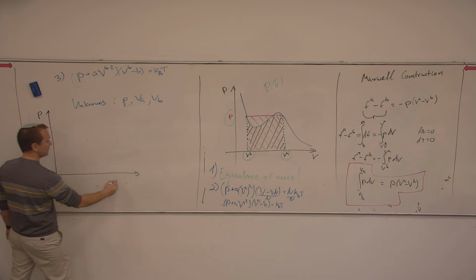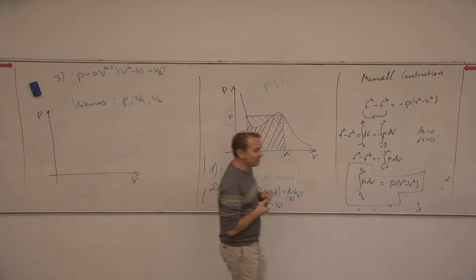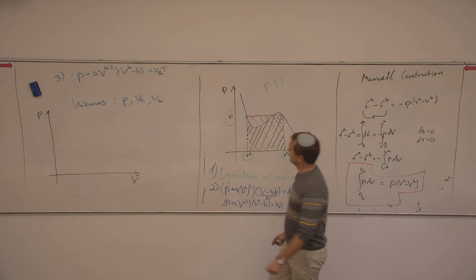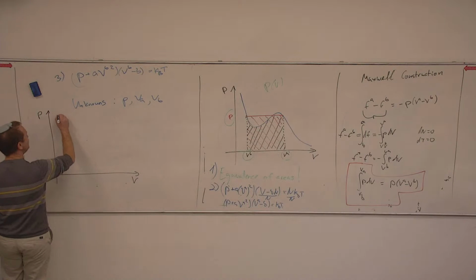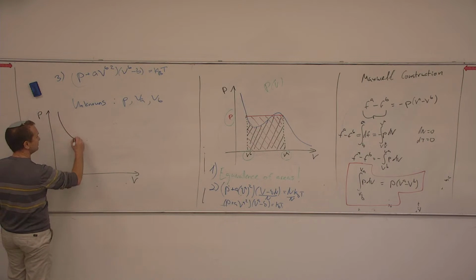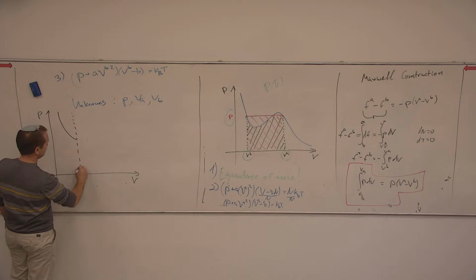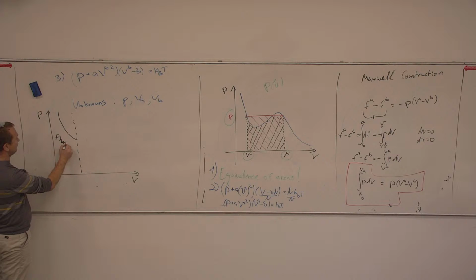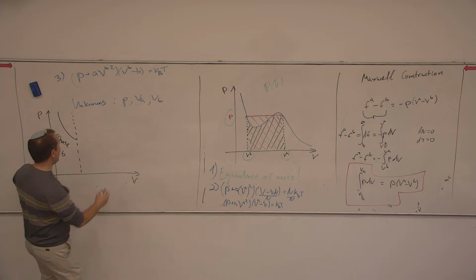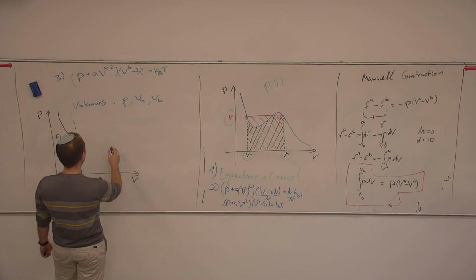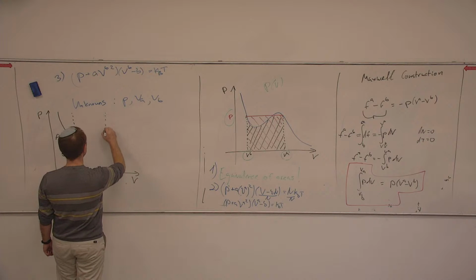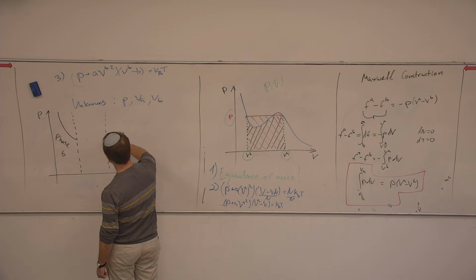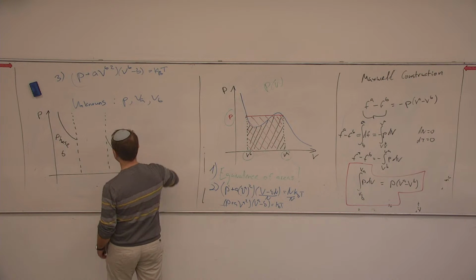This is P, this is V. What the system is going to do is, well, you have a continuum behavior, and this is going to be phase B. And you have also another continuum behavior where you're going to have phase A.